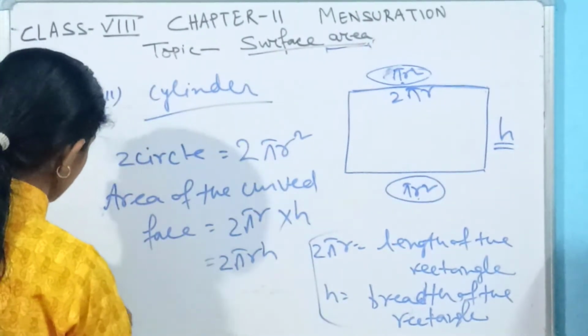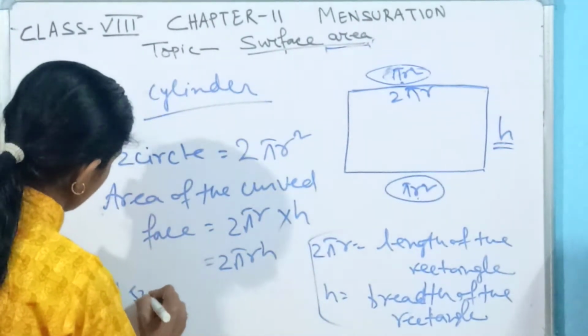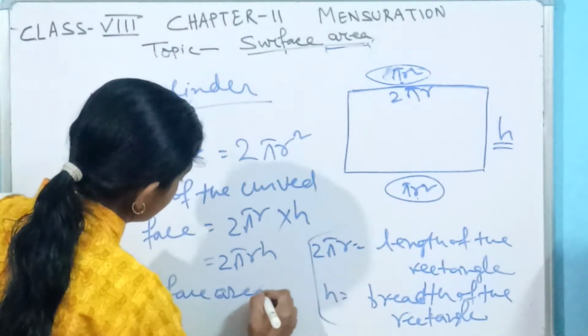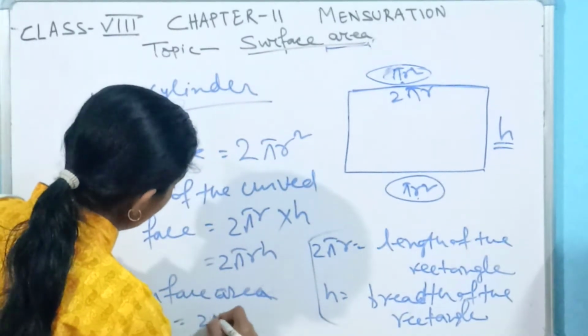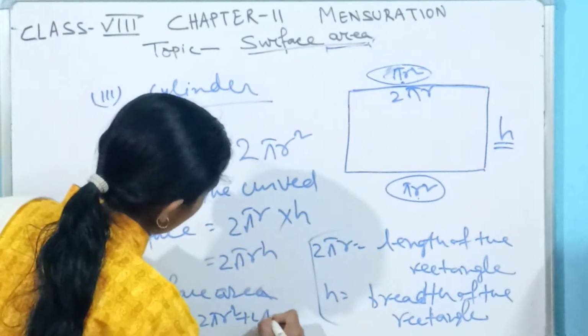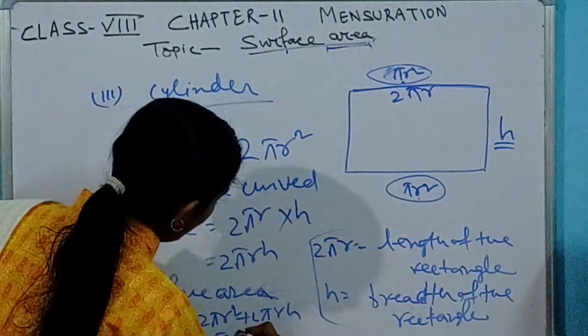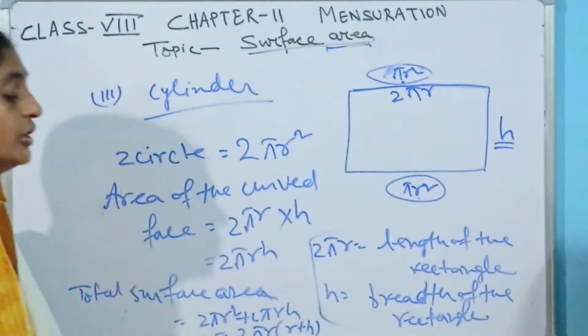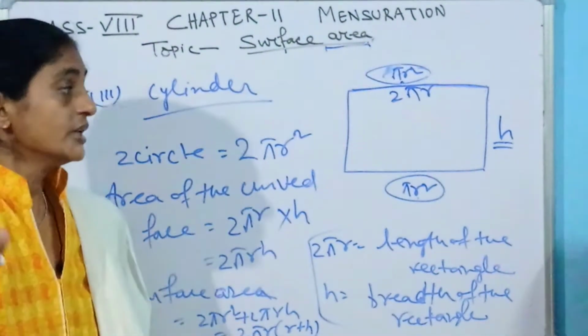So total surface area will be, total surface area, that is equal to 2 pi r square plus 2 pi r h. If we are taking 2 pi r as common, we are getting 2 pi r times (r plus h). This is the total surface area of this cylinder.